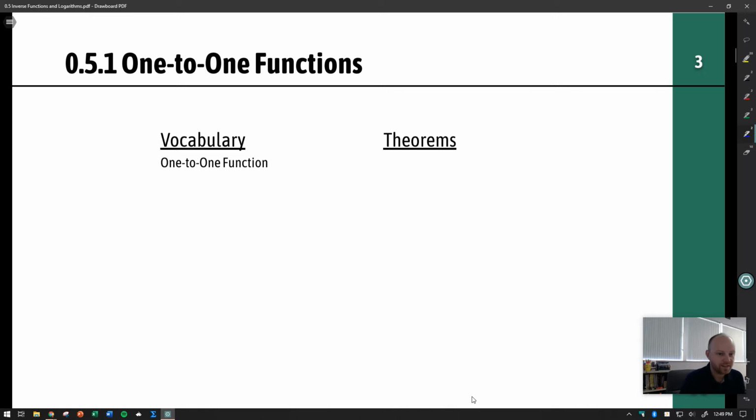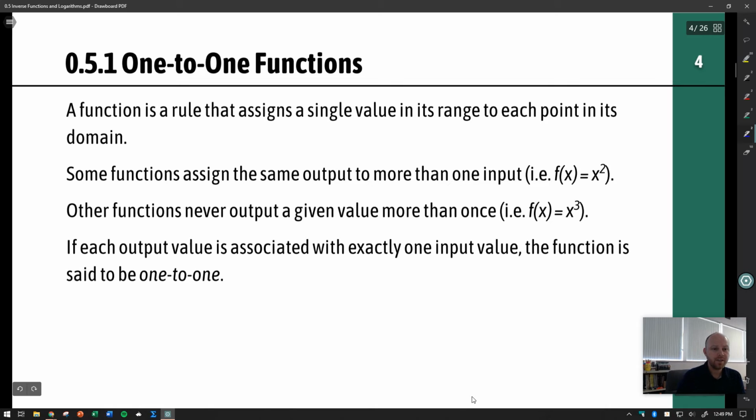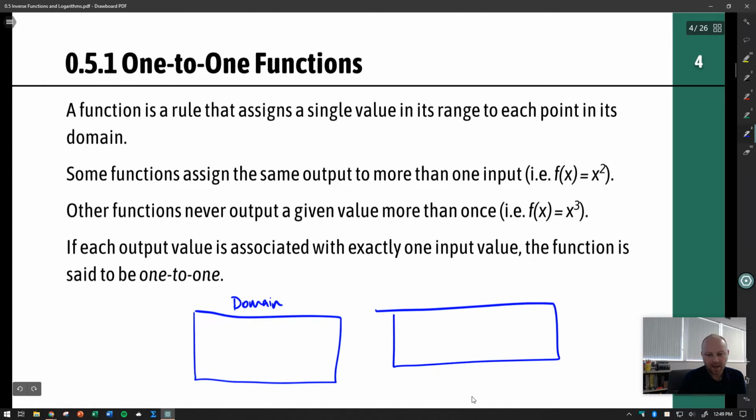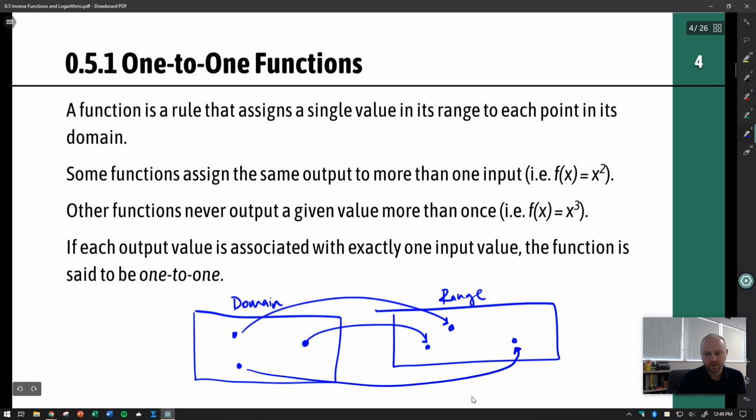Just one vocabulary. It's the title of the section, what's a one-to-one function, and no theorems or rules here. So we begin with a recap of the idea of a function. It's a rule that assigns a single value in its range to each point in its domain. And that's a little bit of a backwards moving definition. So if we think about a function, we have a domain, we have a range, and a function takes every element from the domain and maps it to just one and only one element from the range.